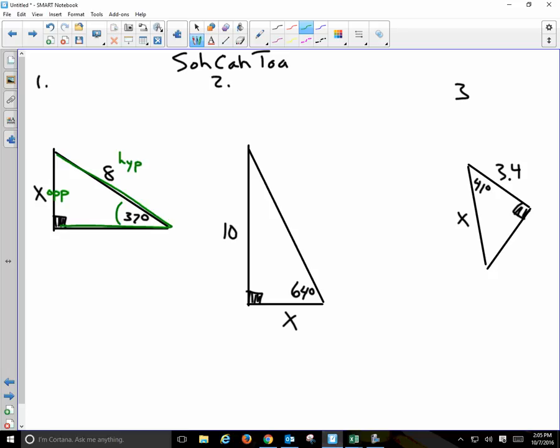So you can see that in this situation, the angle does not form the opposite side. Here's 64 degrees. I'll make that angle. What would we call 10? 10 is the opposite. What would we call x? The adjacent. I see the 41 degrees. I make the angle. What would be the x? Hypotenuse. What would be the 3.4? The adjacent.